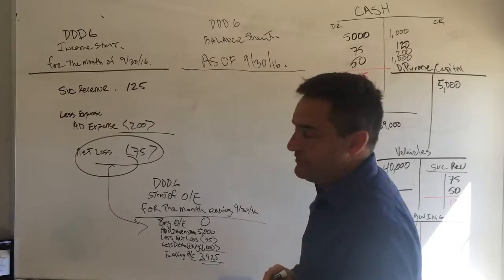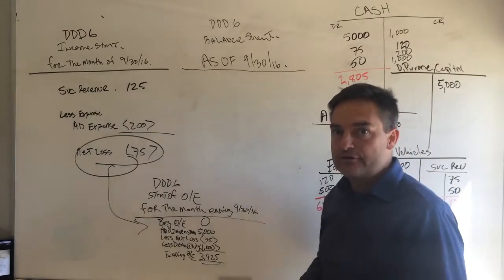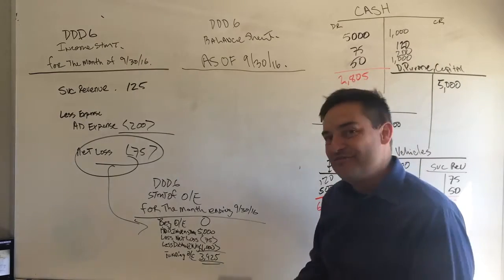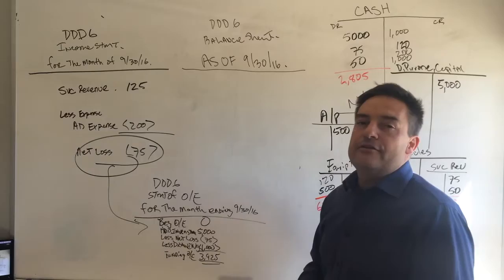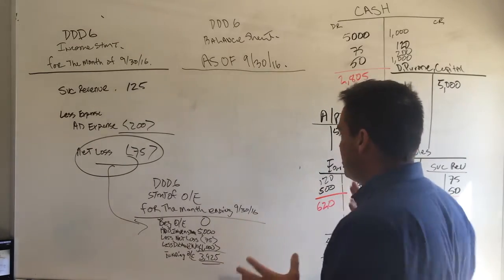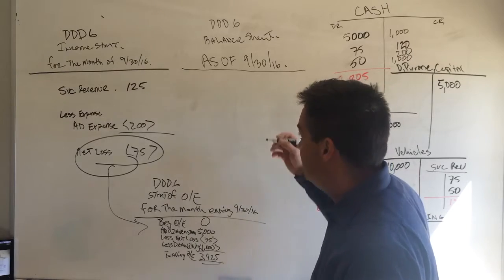In this particular case, it's September 30th. So this is not the amount of cash that we had on September 1st. It's not the amount of cash we had on the 5th. It's the amount of cash we had as of September 30th. And if these were the only transactions that happened in the month of September, then this would be what's going on.